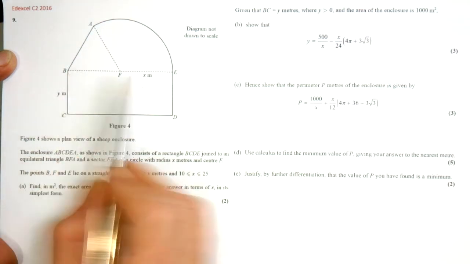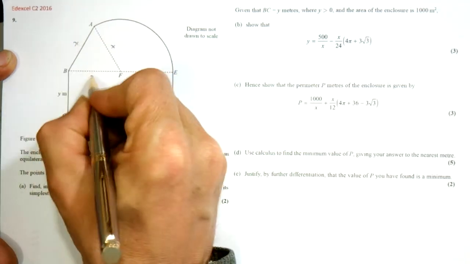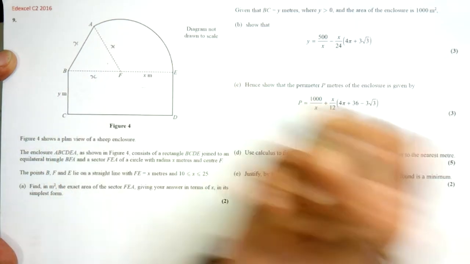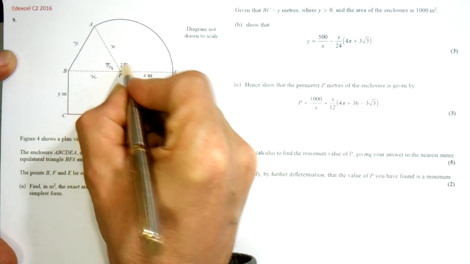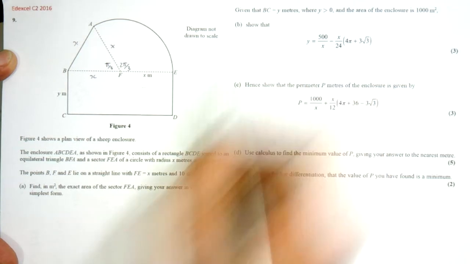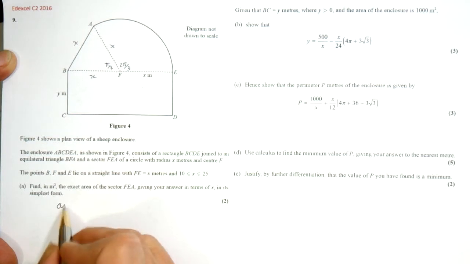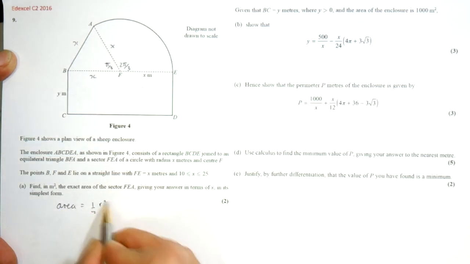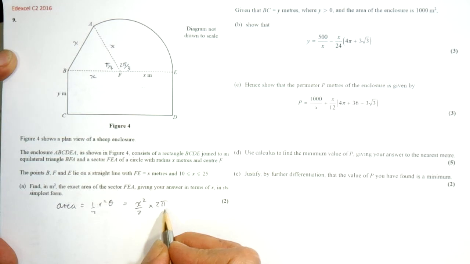And we're told that the radius is x, so this is an x, and because this is equilateral, this is an x and that's an x, so this is 60 degrees or pi by 3, whichever you want to put in. And so this is 2 pi by 3, and the first bit is to find in meters squared the exact area of this sector. So area is equal to half r squared theta equals x squared over 2 times 2 pi by 3, and the 2's cancel, and we've got pi x squared over 3.